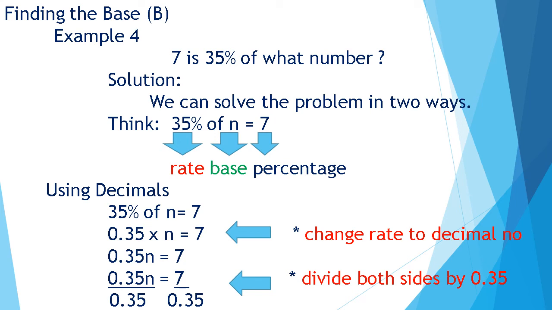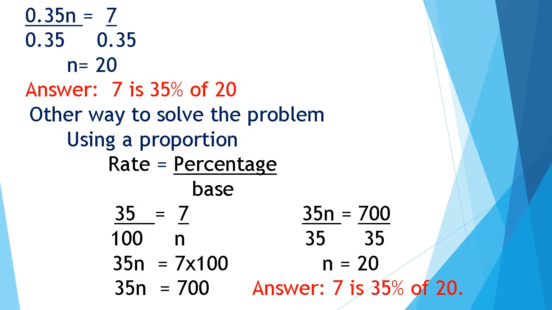Now, we are going to divide both sides by 35 hundredths. So 35 hundredths n divided by 35 hundredths is equal to 7 divided by 35 hundredths. So we cancel 35 hundredths. So the remaining is n. And 7 divided by 35 hundredths is equal to 20. So the missing number, or the n, is equal to 20. The answer is 7 is 35% of 20.